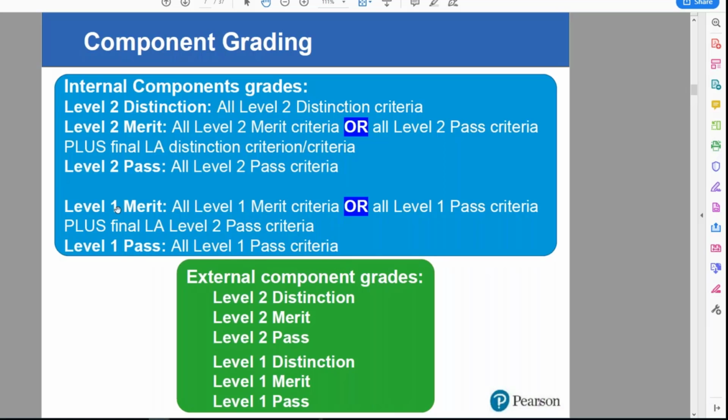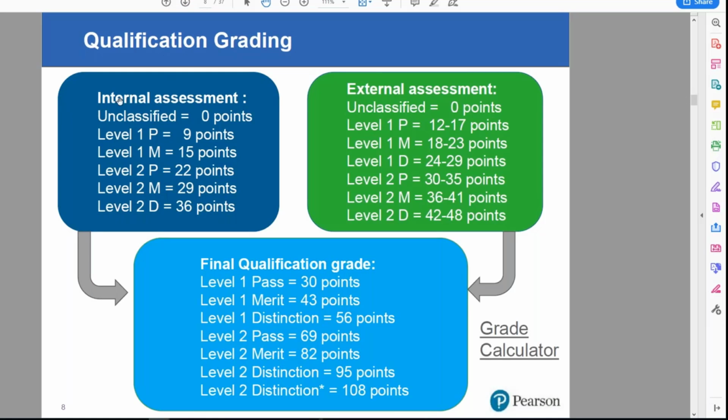For the internal components, for some weird reason, level 2 distinction, merit, pass is as normal, but then below that, level 1 merit and pass is all that is available. So it has 1 fewer gradation in terms of its assessments, but you'll see how that all works out a bit later on. So internal assessments, here you have the 5, and they are worth a certain number of points. So if you get a level 2 merit, whether you scraped it or whether you absolutely crushed it, doesn't matter, you get 29 points.